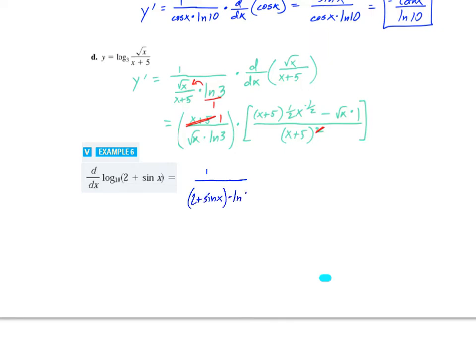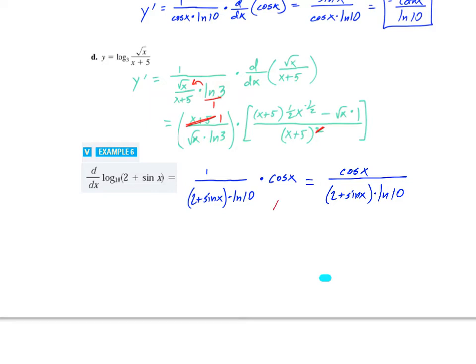Natural log of the base is natural log 10. And then we multiply by the derivative of the inputs, and that is basically derivative of 2 is 0, derivative of sine is cosine, so cosine x. So we can simplify that, put the cosine in the top, cosine x over, you can multiply by the ln if you feel so inclined, but I'd probably just leave it, to be honest with you. 2 plus sine x times ln of 10. Nothing else we can do.